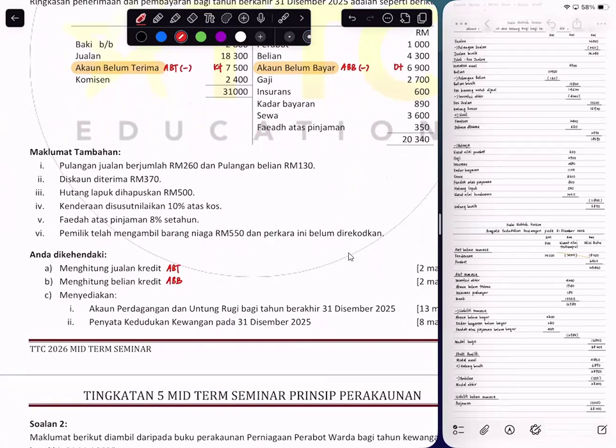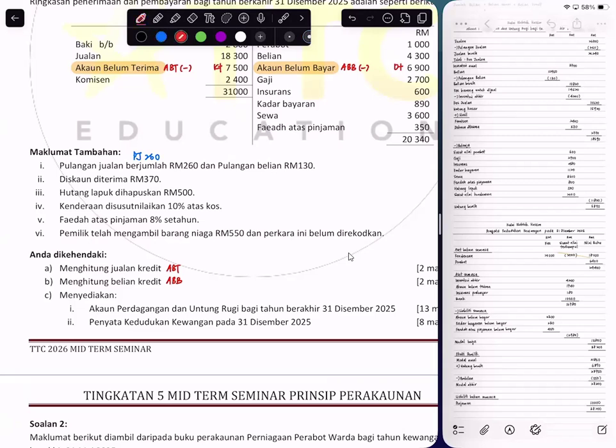Secara kredit, so it's either ABB or ABT, right? So first, pulangan jalan, yes, but this one is kept for your APO later, 260. And pulangan jalan is linked to ABB or ABT. It's jalan, to sell, that you're supposed to receive money. So pulangan jalan pairs with ABB or ABT.